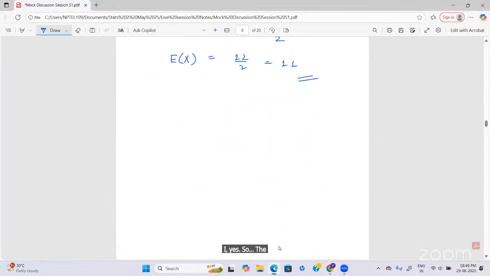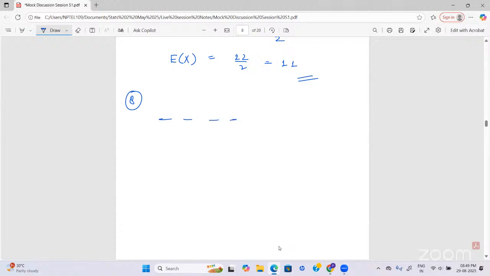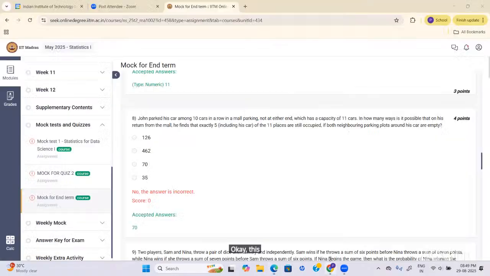So the condition is, you have this row. Ma'am, is the spot of the car for the person fixed here? We are considering it fixed. Let me explain. We have 11 places: 1, 2, 3, 4, 5, 6, 7, 8, 9, 10, 11. This is one end and this is the other end. Here, that person will not be parking his car. This is the first condition given.